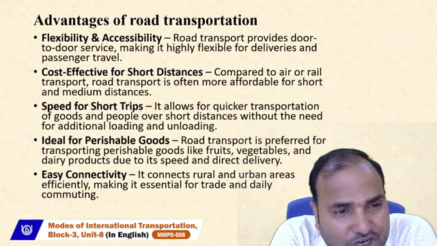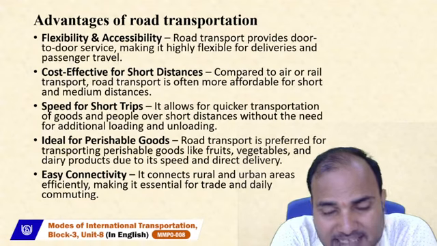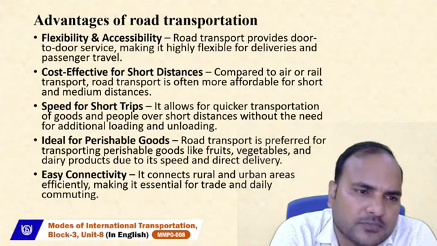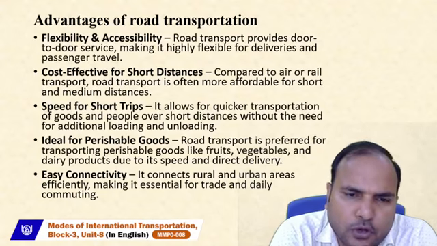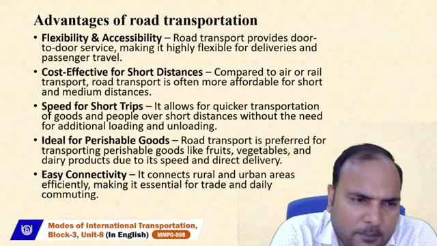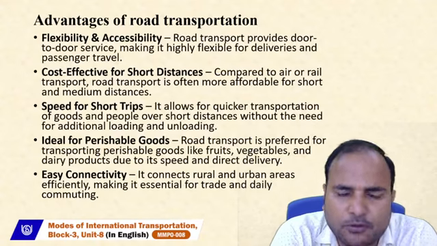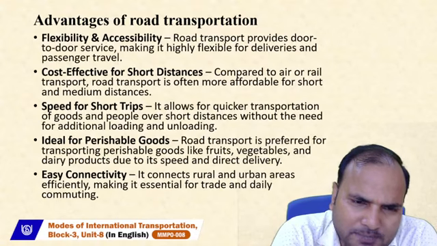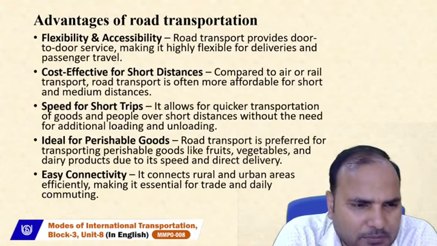Another is speed for short trips. It is very fast for short trips. It allows for quicker transportation of goods and people over short distances without the need for additional loading and unloading. Then, ideal for perishable goods. Road transport is preferred for transporting perishable goods. What are perishables? Like fruits, vegetables, dairy products. Due to its speed and direct delivery, road transportation is ideal for them.